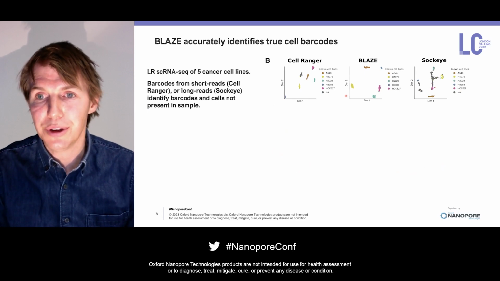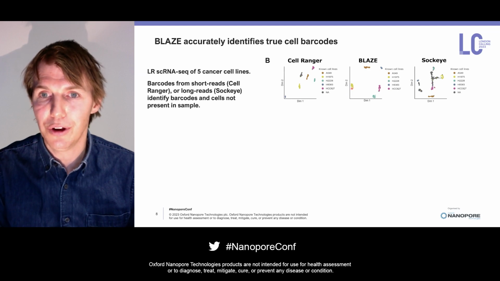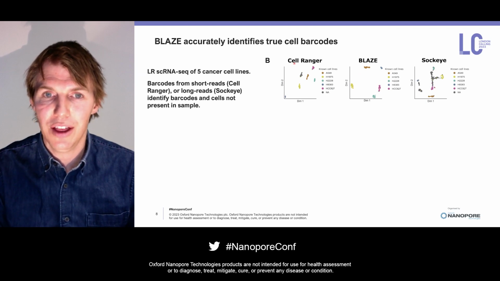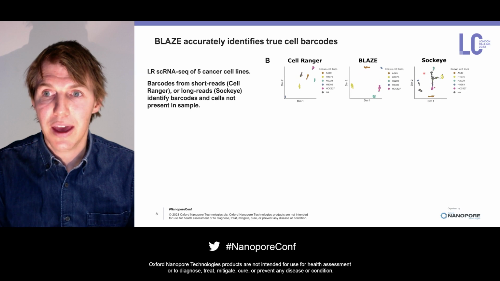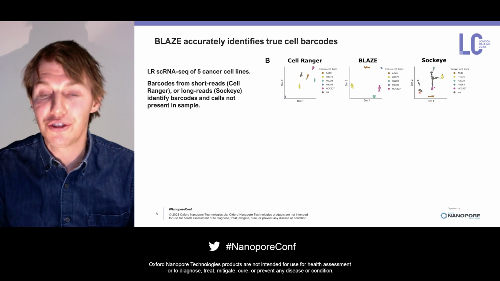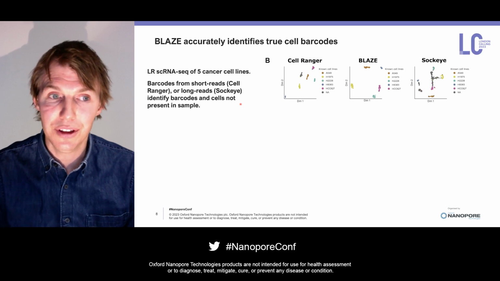So here's some of the sequencing we did. It was on 5 cancer cell lines. We knew what cell lines were present, so we know that when we sequence them, we should get only those 5 cell lines, and when we cluster them, they should form 5 different clusters, one for each cell line. This is what we see with Blaze. When we did short-read sequencing and then used the tool Cell Ranger to identify the barcodes and hence the cells, we found an extra cluster of cells that shouldn't be there. And when we used the previous version of ONT's Sockeye tool, we found a large number of additional clusters that shouldn't be there, suggesting that these tools have found barcodes, and therefore cells, that aren't actually present in the sample.